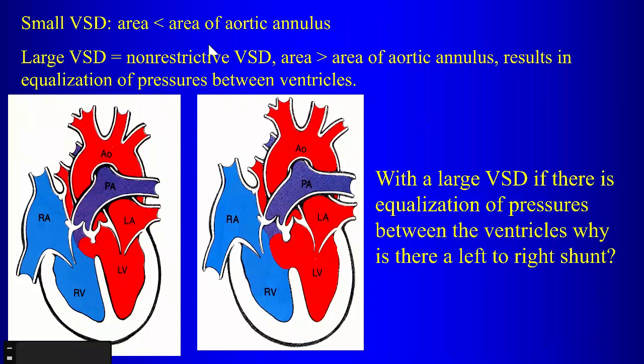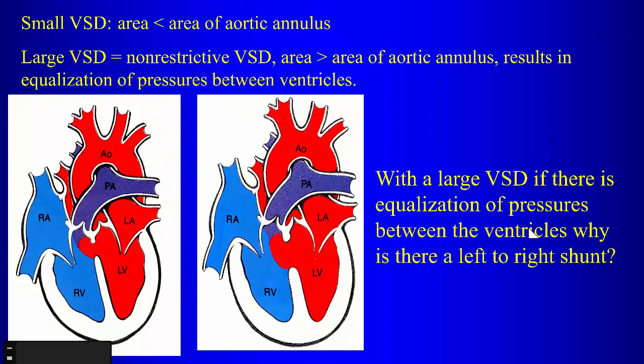So these VSDs can be small, they can be large, and you can think of it as compared to the area of the aortic annulus: small if it's less, large if it's greater. That's called a non-restrictive VSD if it's very large. And that actually results in equalization of pressures between the right and the left ventricle.